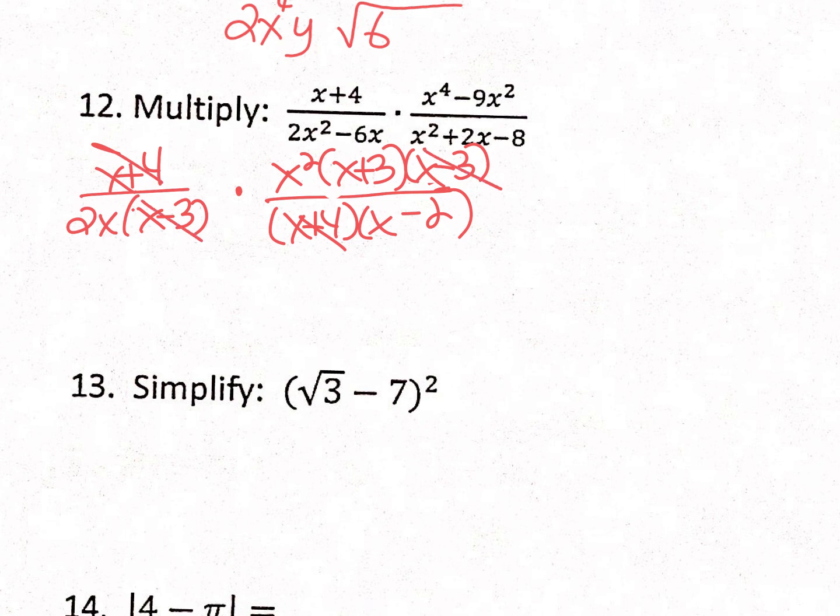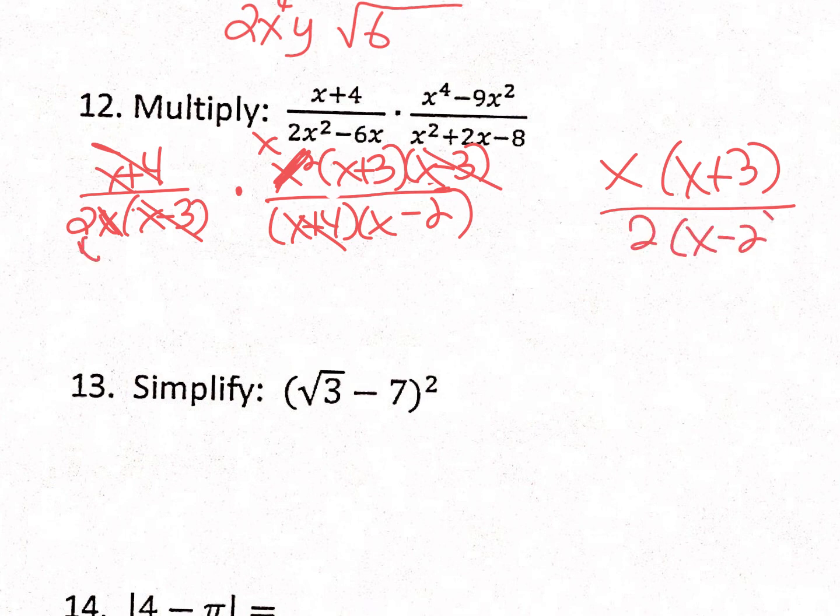And this is a weird one. There's 1x down here and 2x's up here, which leaves 1x on the top when I cancel those. So what's left in my numerator? An x and an x plus 3. What's left in my denominator? A 2. Don't forget that 2 right there. And an x minus 2. And that's it.